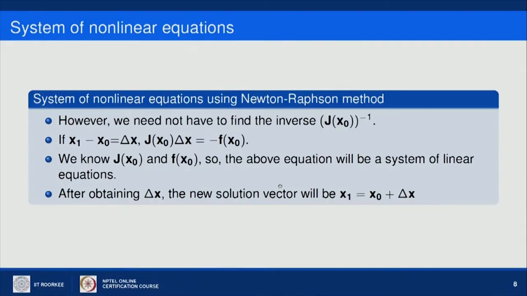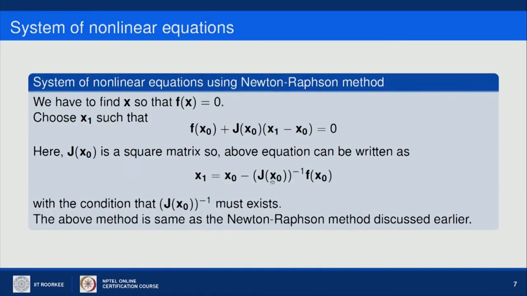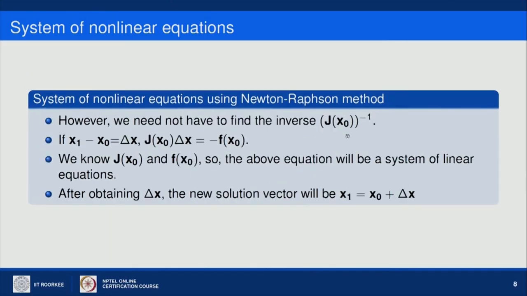So, instead of finding the inverse of this J, we will write x1 minus x0 as delta x. So, delta x is the vector of differences between two iterations, let us say the first and second iteration, and then we can write the scheme as J(x0) times delta x equals minus f(x0). We know J for a given x0 as well as f for a given x0.